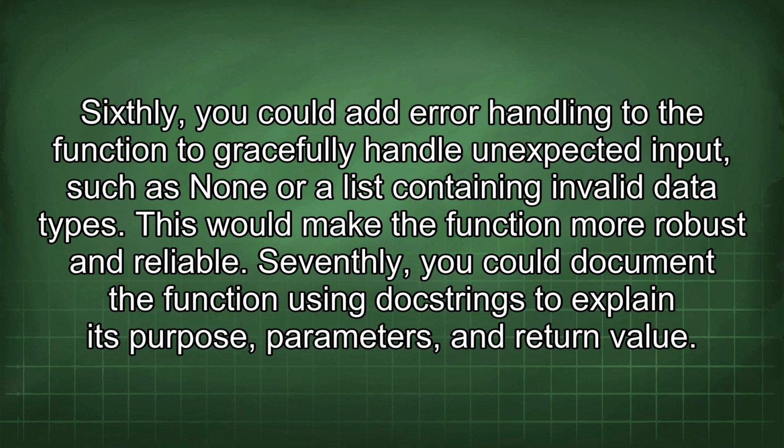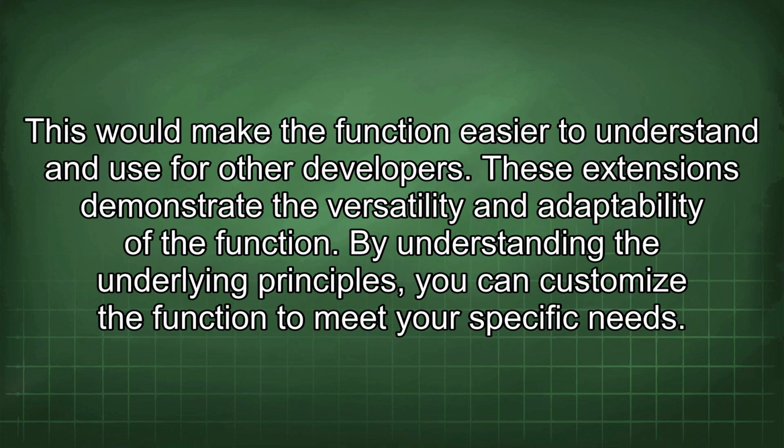Sixthly, you could add error handling to the function to gracefully handle unexpected inputs such as None or a list containing invalid data types. This would make the function more robust and reliable. Seventhly, you could document the function using docstrings to explain its purpose, parameters, and return value. This would make the function easy to understand and use for other developers.